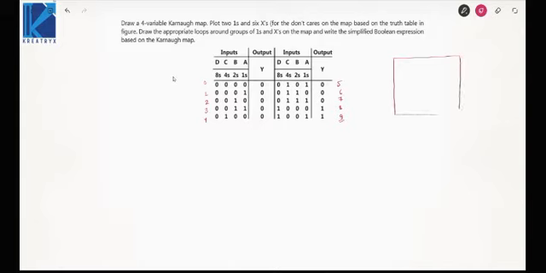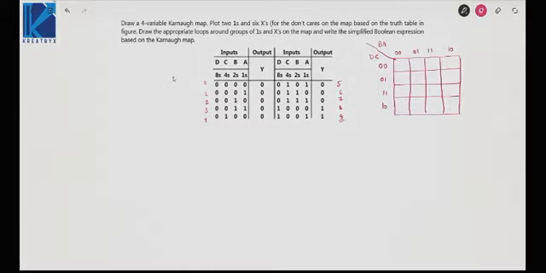variables, how many combinations are possible? 16 combinations. But we only know the outcome of 10 combinations, so the other 6 combinations will work as don't care for us. MSB is D and LSB is A. Now I'll place the decimal values.